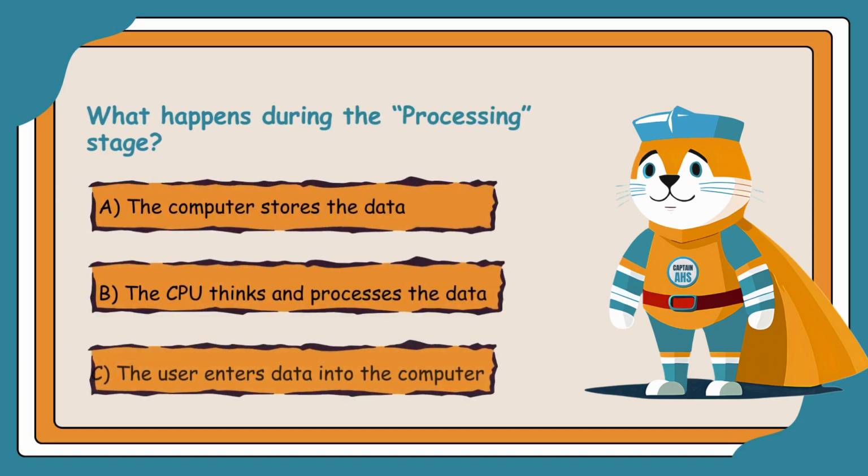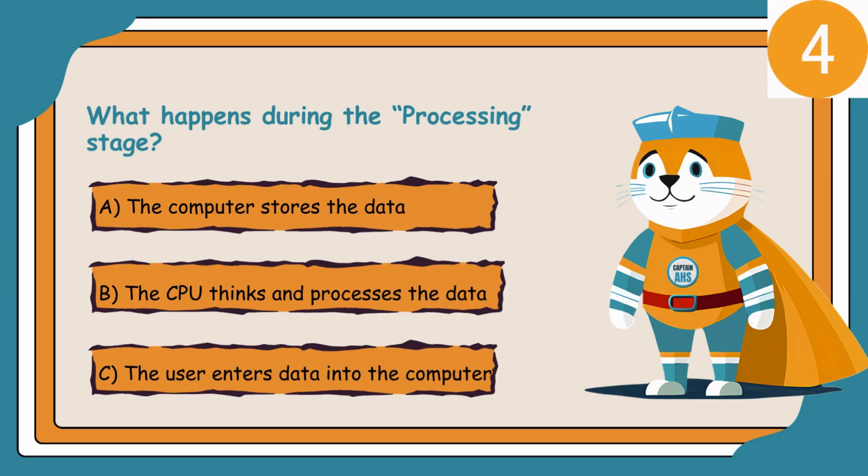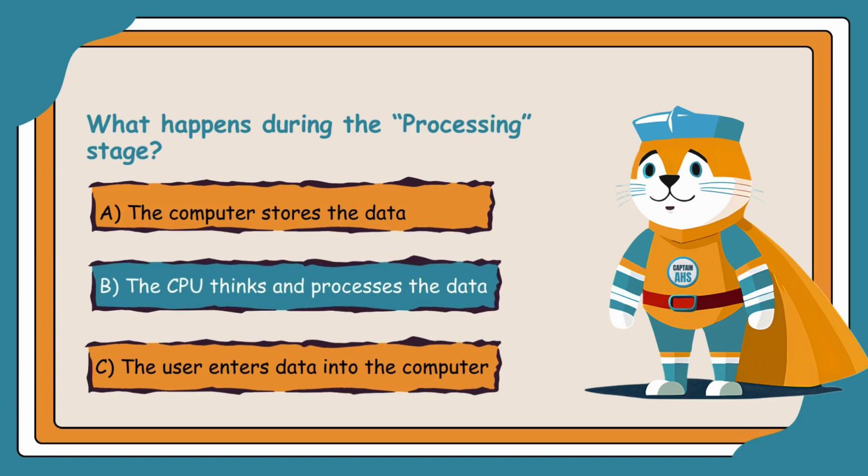What happens during the processing stage? Option A, the computer stores the data. Option B, the CPU thinks and processes the data. Option C, the user enters data into the computer. Option B, the CPU thinks and processes the data.